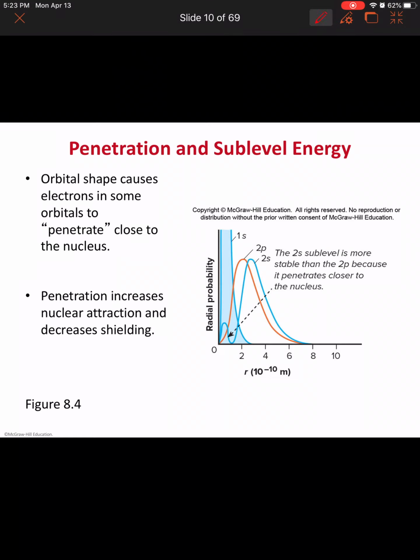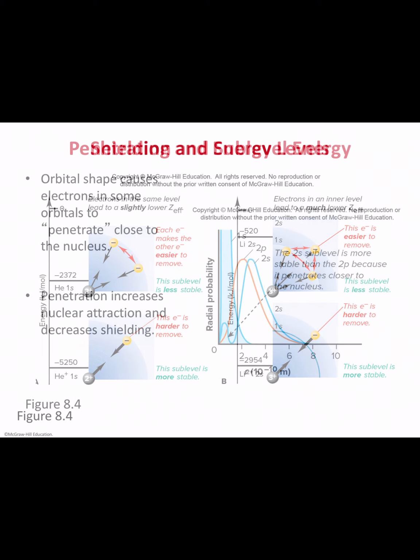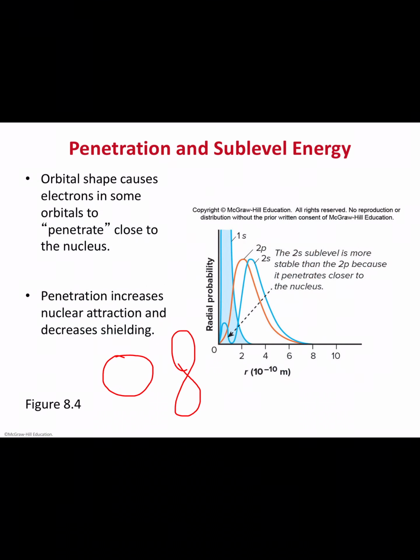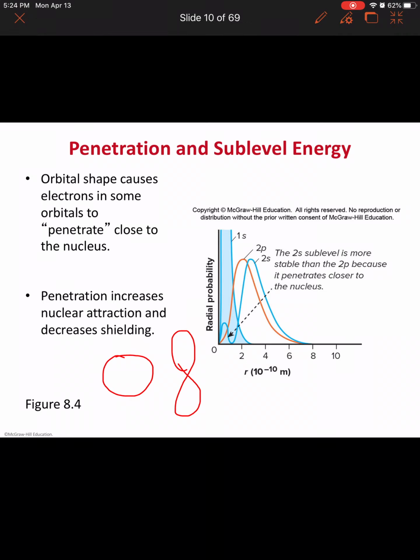Remember the shape of the s and the p orbitals? What is the shape of the s orbital? It's spherical in shape, whereas the p orbital takes this shape. So that's why we see this kind of radial distribution. Okay. Penetration increases nuclear attraction and decreases shielding. So s is going to be closer. As a result, 2s would be lower in energy compared to the 2p orbital. So when the electrons are being filled up in the second energy level, 2s will fill first and then go to the 2p sublevel. Okay.